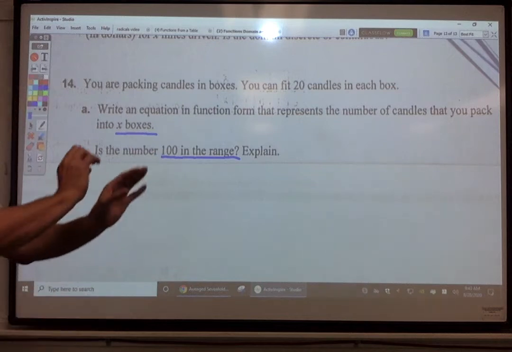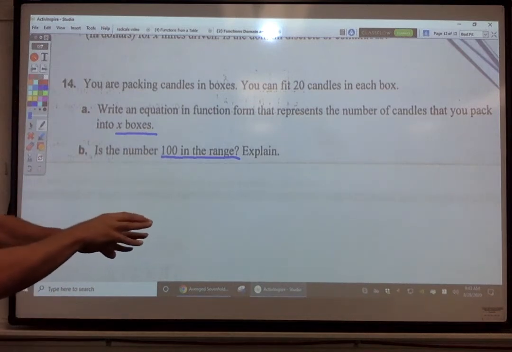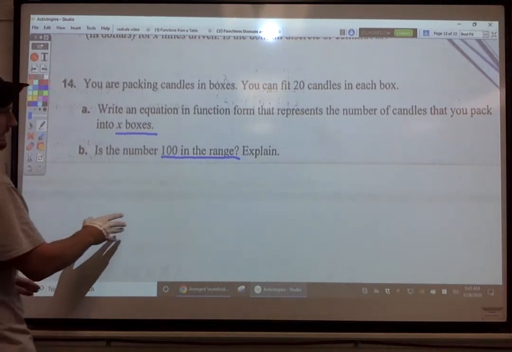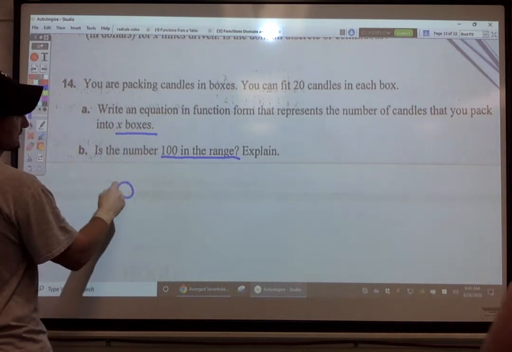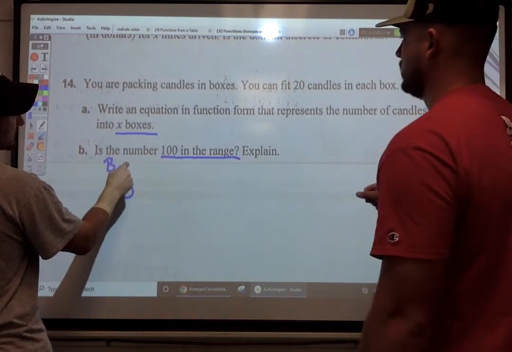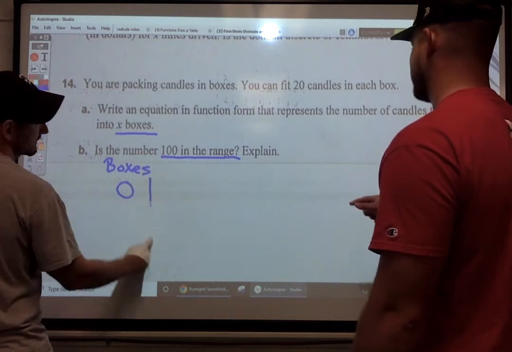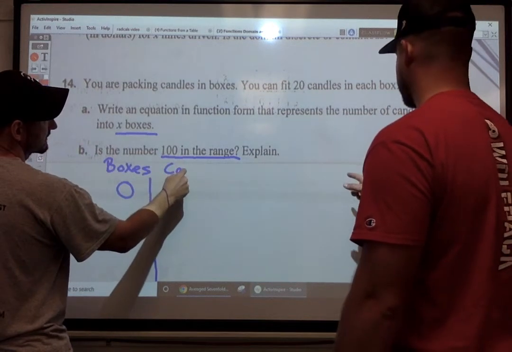So I'm going to let Coach Ramsey write the function over there because we should be pretty good at it. And I'm going to make a table of values here for it. So we're going to use C of X.